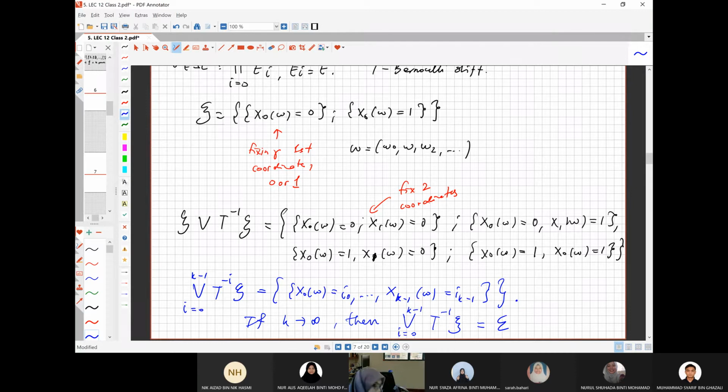Okay, right here, proper way. So for this case you are joining kth partitions, and by joining kth partition that means you are fixing kth coordinates. In this kth coordinate you will have many elements. And if k goes to infinity, then the whole joint partition until infinity would be equal to the largest partition.